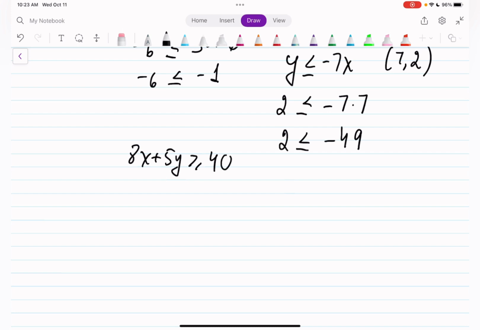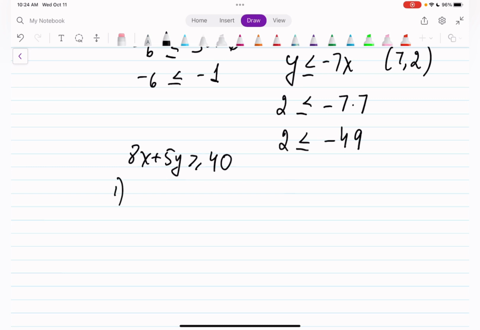I can use either slope intercept, or I can use x and y intercept. Since I have 8, 5, and 40, and 40 can be divisible by 5, 40 can be divisible by 8, then I'm going to use intercepts.